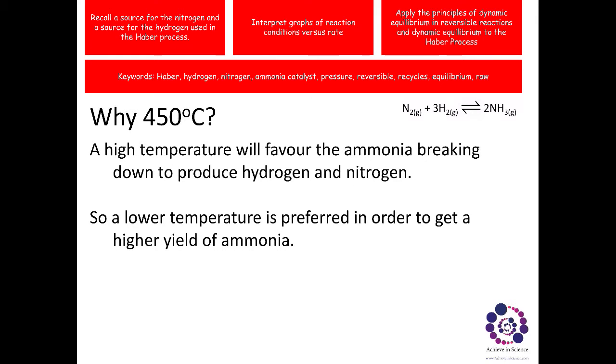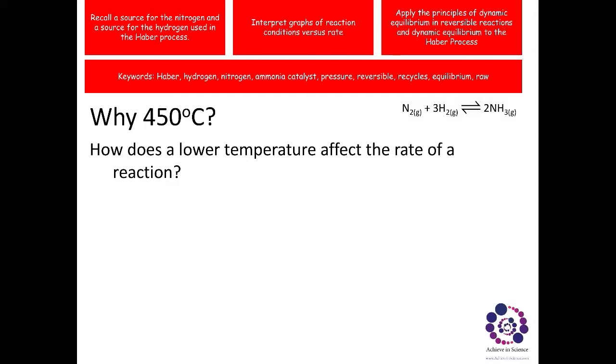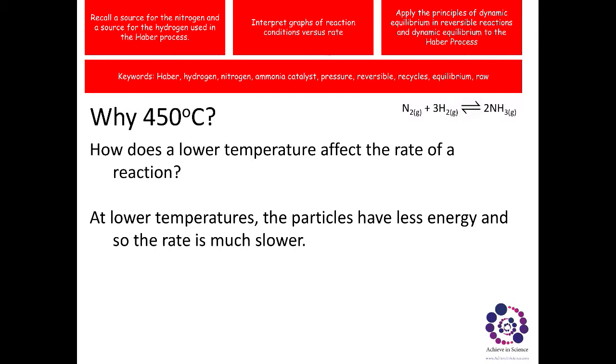But if we used a lower temperature, would that be any good? Yes, we might get a higher yield of ammonia, but there might be a problem. That problem being that at lower temperatures, what happens to the rate of reaction? Well, we know from previous experience, at a lower temperature, the particles have less energy and therefore travel slower. Therefore, there are fewer collisions. Particles can also have less activation energy, so the reaction doesn't necessarily even take place.